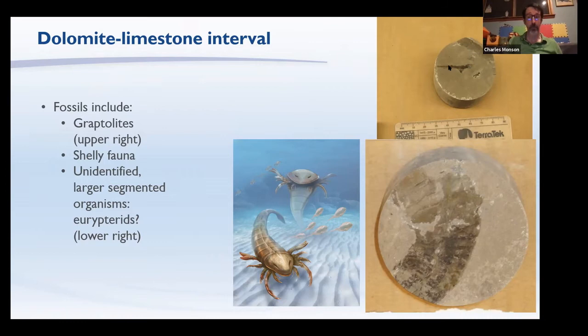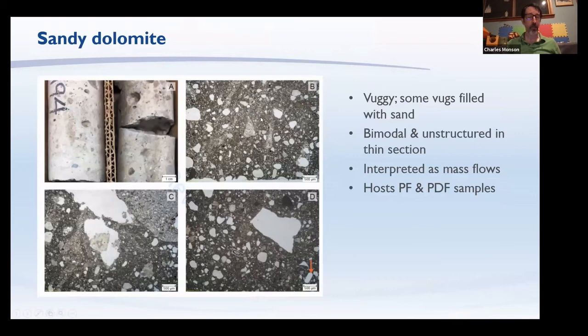Moving down, we got to the sandy dolomite. That's the stuff I mentioned earlier, where the shocked quartz grains with the PDFs were found. It was this bimodal thing. It was unstructured in thin section, kind of a mess. And then we got down to a whole bunch of breccia underneath that.